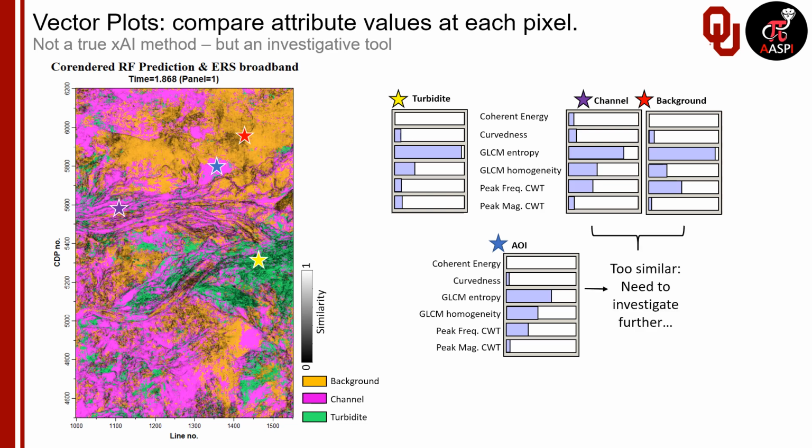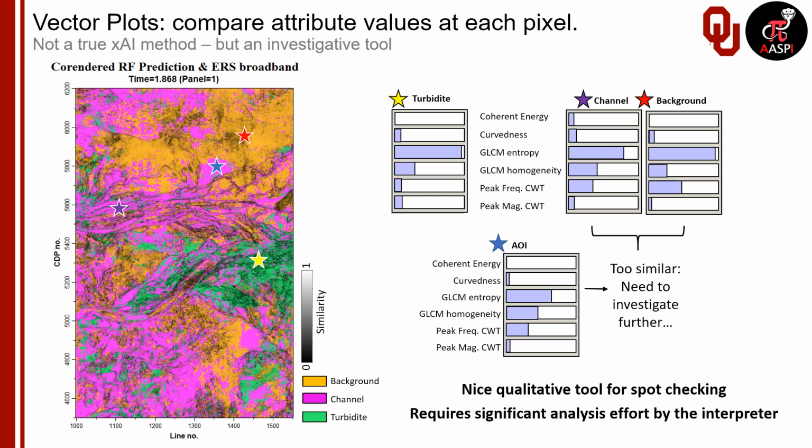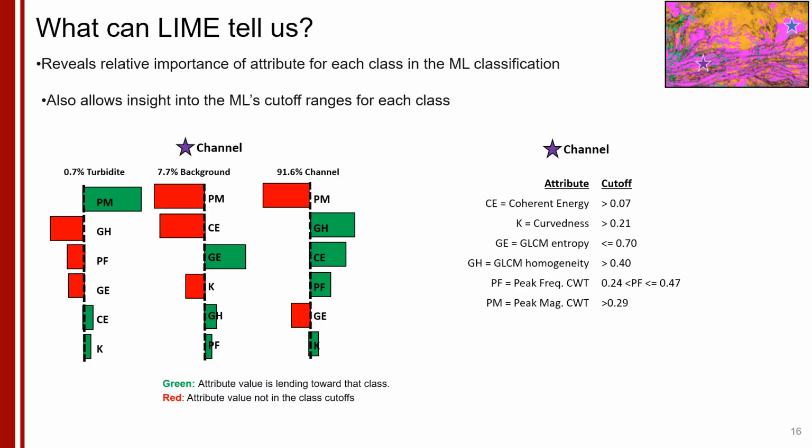One of the things we notice is there's a lot of similarity between the channel and the background voxel in this particular case. And it's similar to that area of interest, that potential misclassification. That tells me as an interpreter, if I want to understand and fine-tune this model, that I need to investigate further. Overall, vector plots are a great qualitative tool for spot checking, but a full analysis would require significant effort on my part.